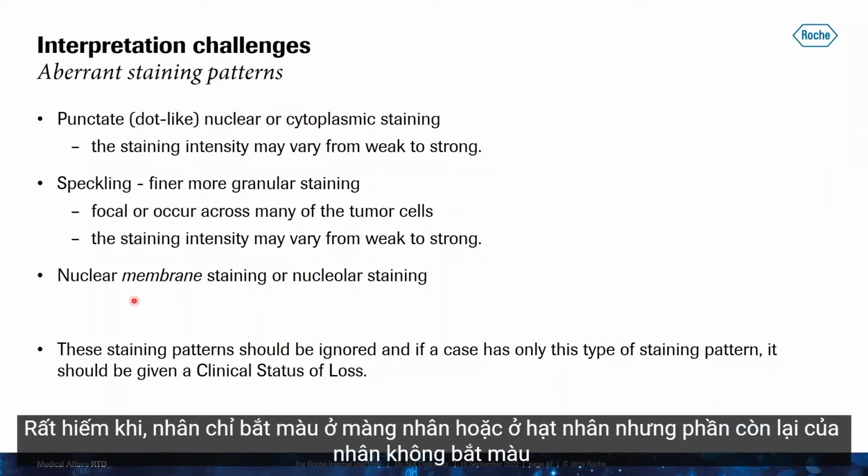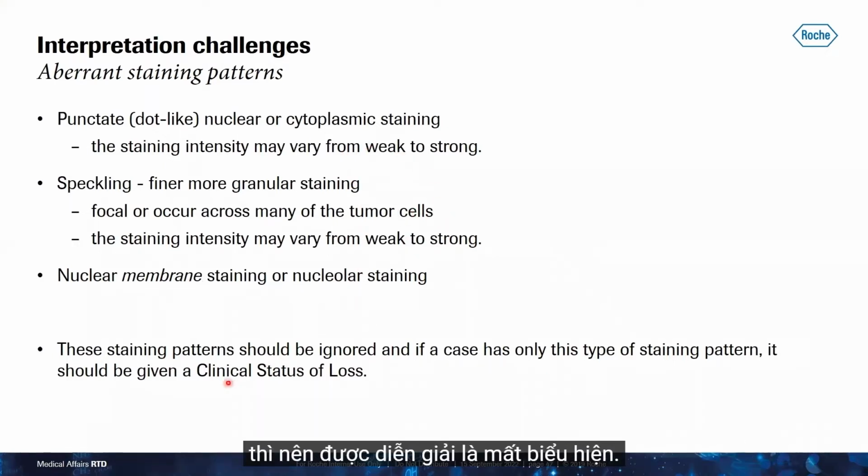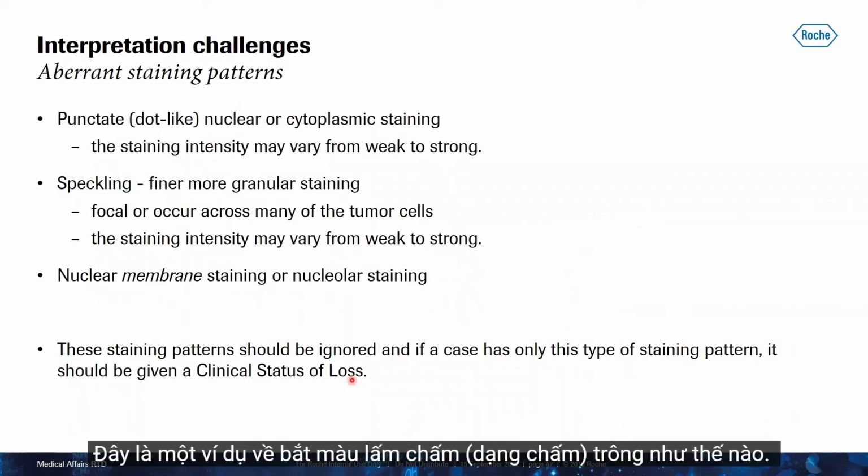Very rarely, the nuclei may show membrane staining or nucleolar staining only, but the entire nucleus per se does not have the stain. So in these staining patterns, when this is seen, this should be ignored. And if the case has only any of these types of staining pattern by the tumor cells, it should be given a clinical status of loss.